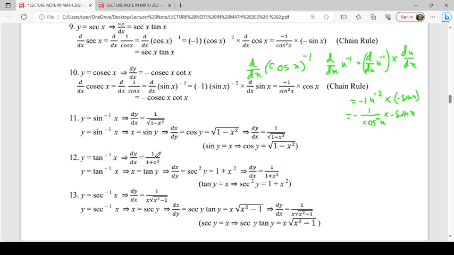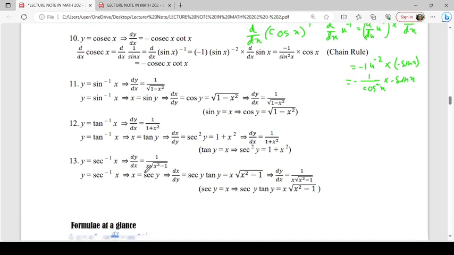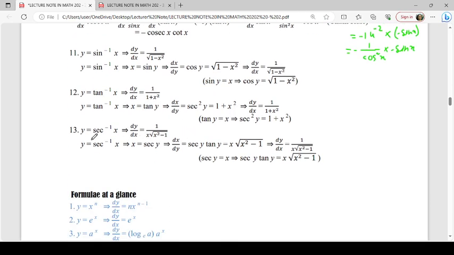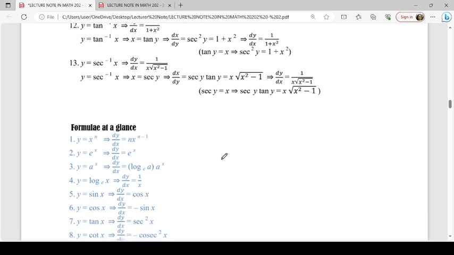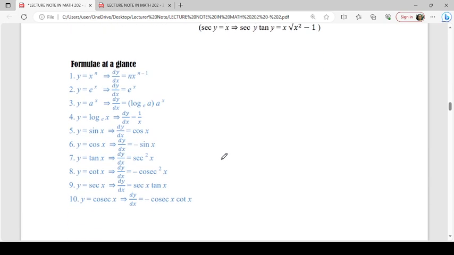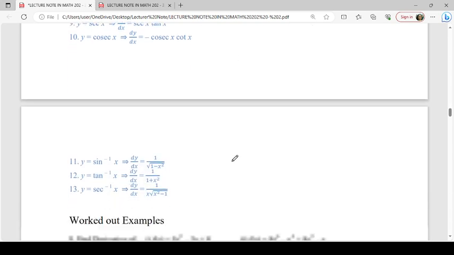Then tan inverse x, same procedure. Sec inverse x, these are the same procedure. We do dx/dy, keeping y as the independent variable, and then take the reciprocal of dx/dy. So these are the formulas at a glance. This formula you need to remember. You have derived it earlier. So these are the formulas.